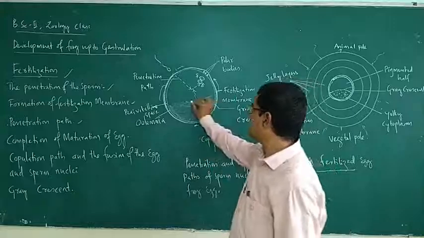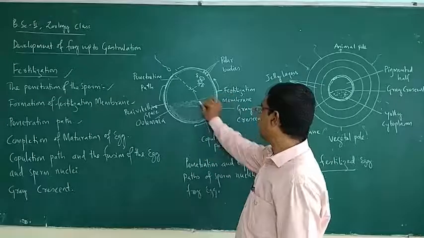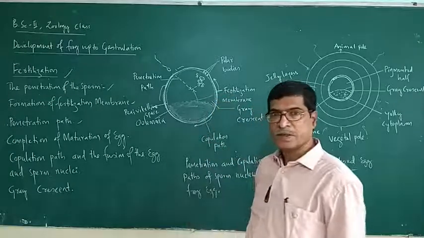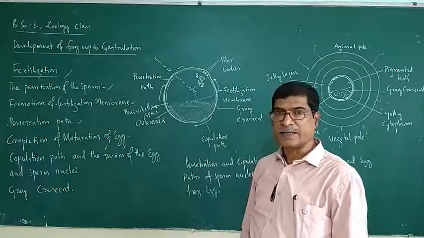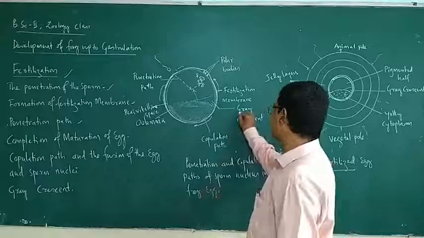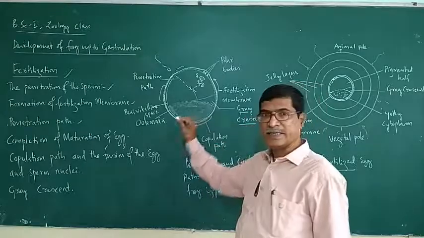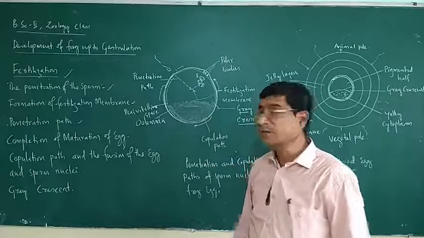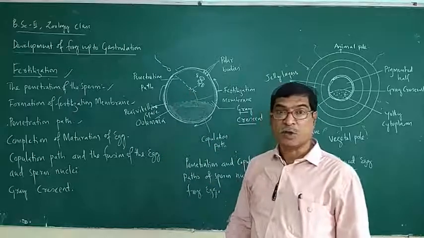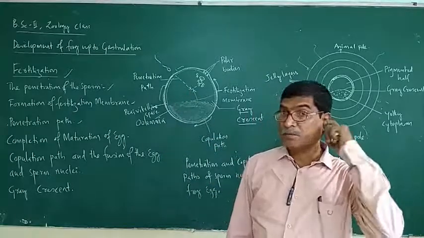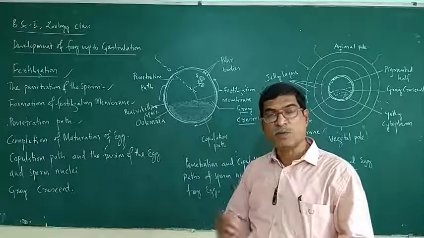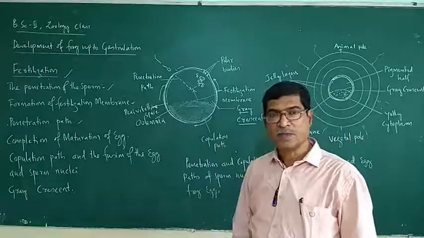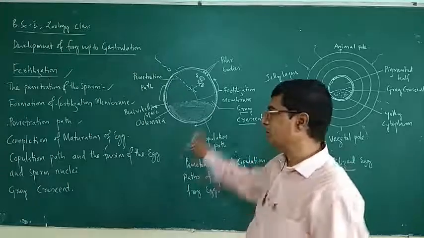Therefore, this crescent-shaped, half-moon-shaped area having a different color, grey color, is known as the grey crescent. So, the grey crescent is developed in the egg only after the penetration of sperm, not before. Before the penetration of sperm, there will be no grey crescent. The grey crescent forms only after the entry of sperm into the egg.